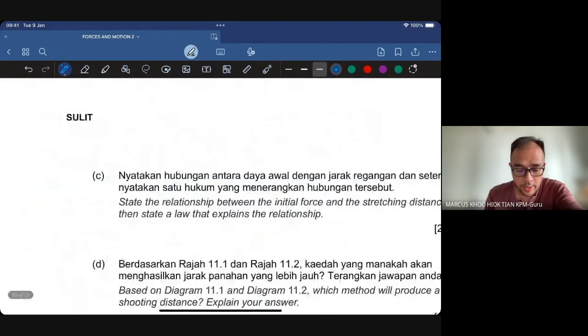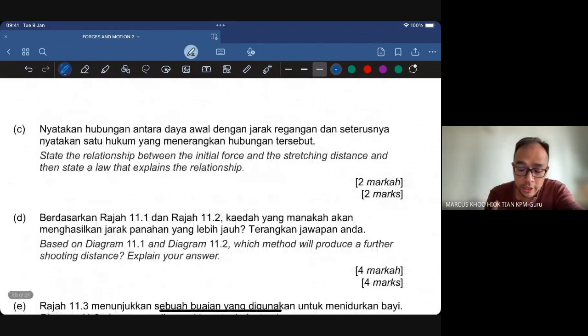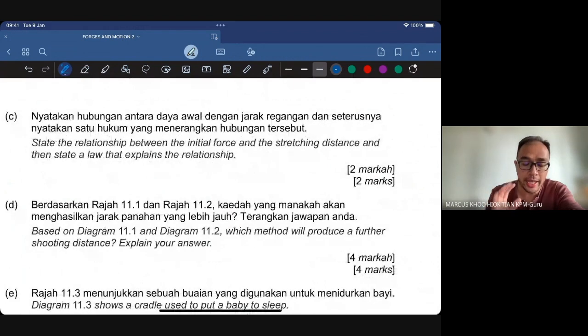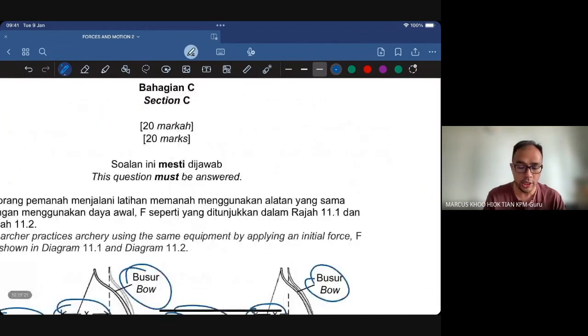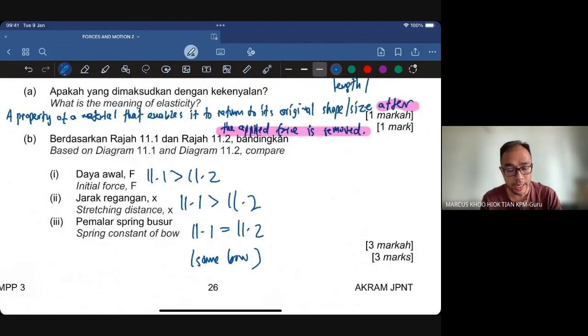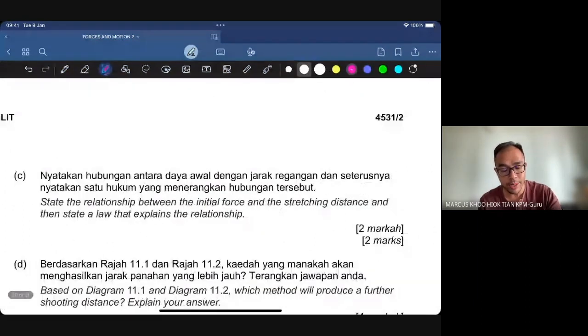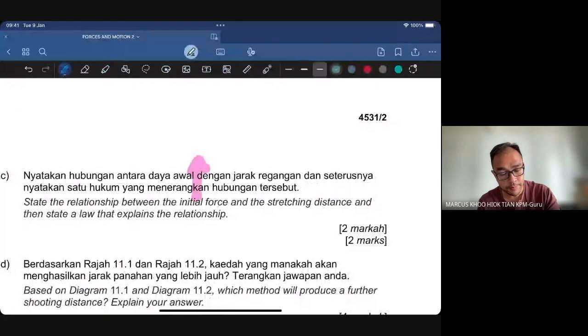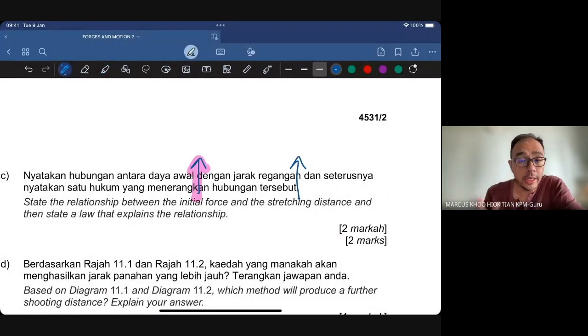Okay, all right. State the relationship between the initial force and the stretching distance, and state the law that explains the relationship. First of all, let's do the relationship. Since they're both in the same direction, you can say that the bigger the initial force, the bigger the stretching distance.